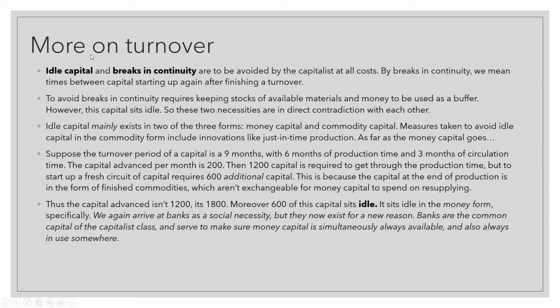So the next thing I want to talk about regarding turnover is this contradiction that emerges between idle capital and breaks in continuity. Both of these are things that the capitalist wants to avoid. By breaks in continuity, what I really mean is once your capital circuit completes, once you go from M to M prime, you don't want to wait any bit before you start this over again. Any time that you wait is idle capital, right? You don't want a break in continuity. You want to start things over immediately.